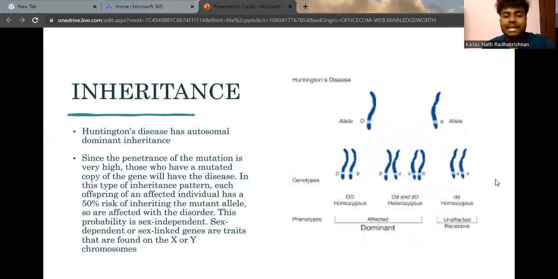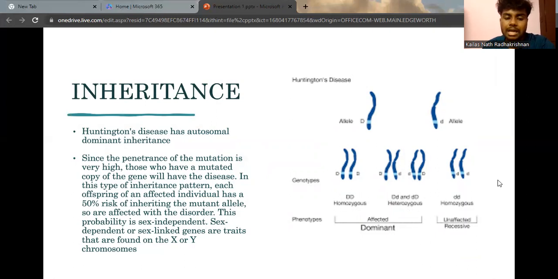Now let's talk about inheritance of Huntington's disease, how it is inherited. So Huntington disease has an autosomal dominant inheritance, which means the affected individual typically inherits one copy of the gene with the expanded trinucleotide repeat from an affected parent. Since the penetrance of the mutation is very high, those who have a mutated copy of the gene will have the disease. In this type of inheritance pattern, each offspring of an affected individual has a 50% risk of inheriting the mutant allele, and so being affected with the disorder.